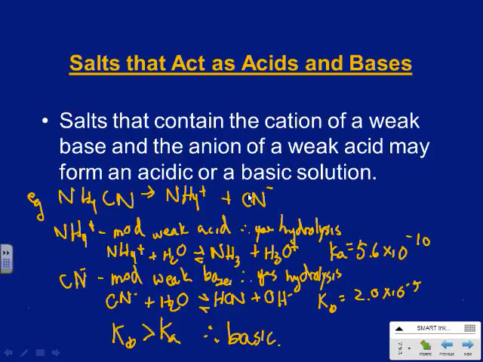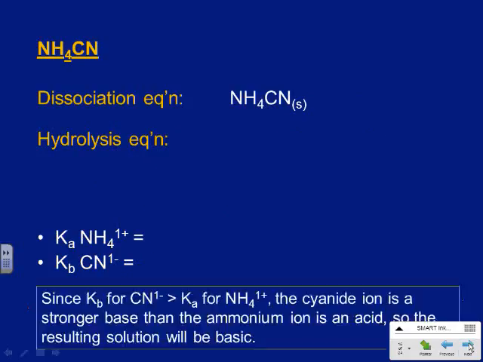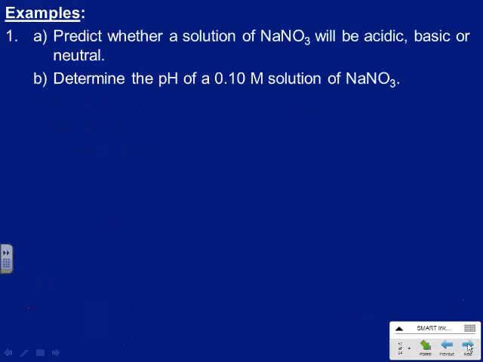Make sense? So that's if we don't have spectators in there and we've got a couple of moderately weak acids and moderately weak bases. All right, that's that. That's not a big deal. We've already written that down. Predict whether that's going to be acid-base neutral, determine the pH. I do want to do this example here.